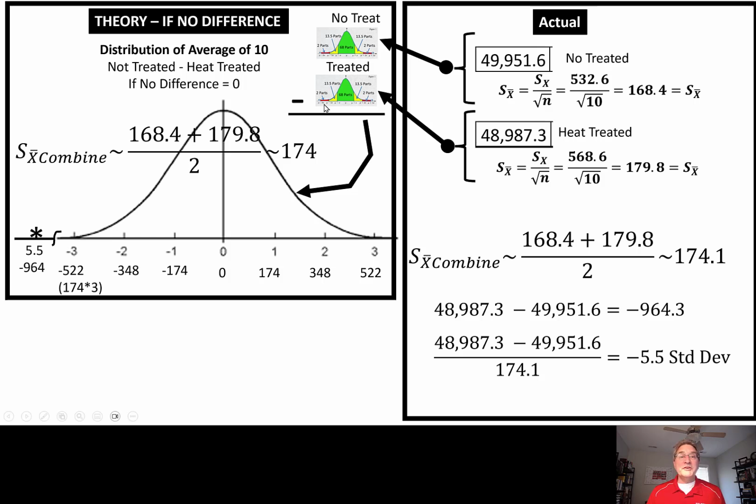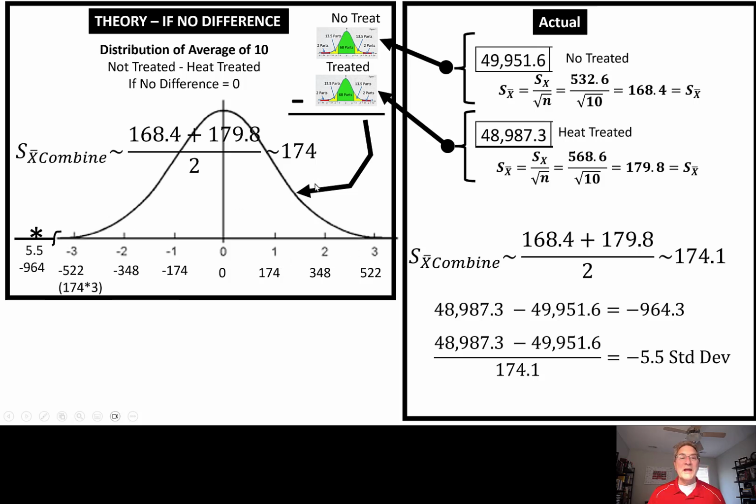We're going to assume they're the same. If they are the same, then we know what to expect based upon the standard deviation. We're going to calculate what it really is. We're going to look at how many standard deviations we are away and see how it fits within here.